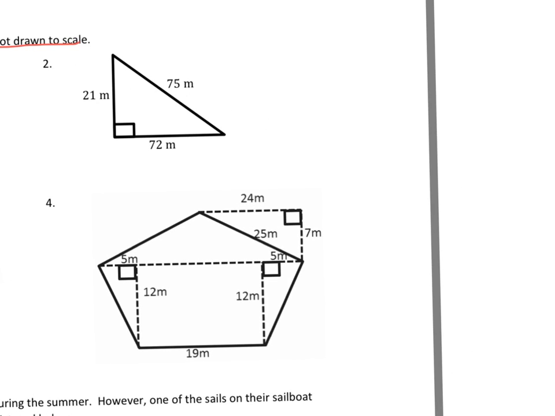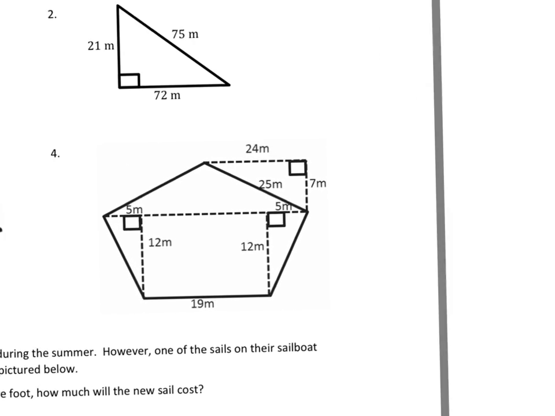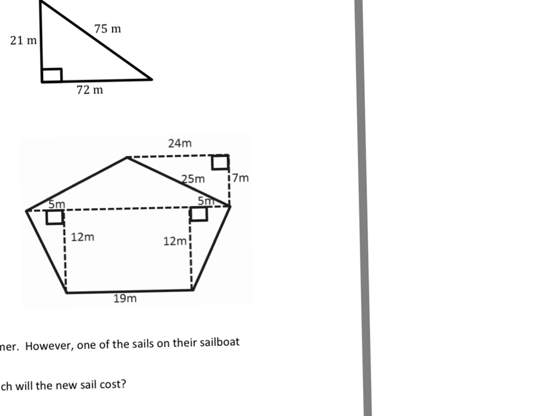Let's take a quick look at the steps for number 4. And my first thing I want to do is I really want to take care of the easier stuff first. So I'm going to get rid of this rectangle. And I know it's length times width. And I like to write my formula first so I can identify what I'm doing. 19 times 12, and I'm talking about meters.